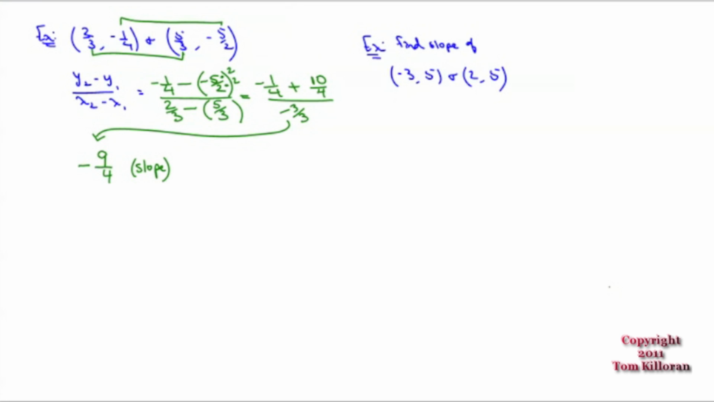3, 2, 1. What you got? 0. So what kind of line is this if it has a slope of 0? Because you're going to get 5 minus 5 over -3 minus 2, which is 0 over -5, which is 0. What kind of line? Horizontal. It's not going up, it's not going down.